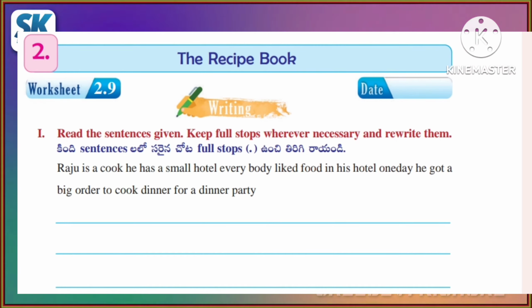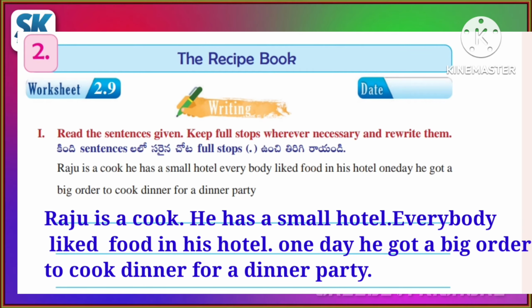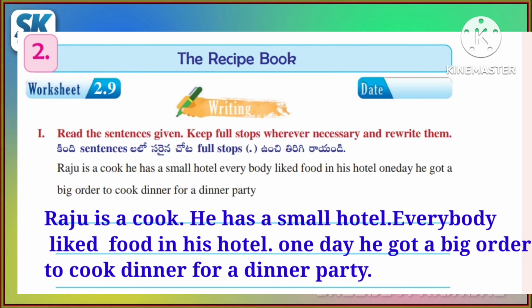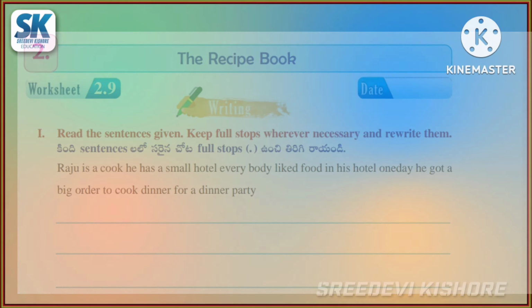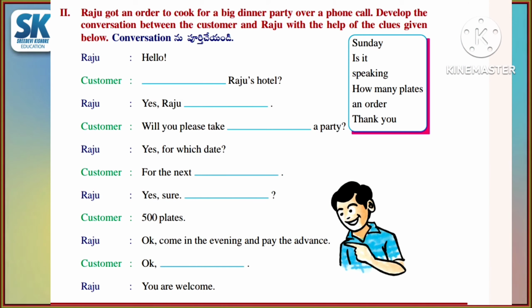Read the sentences given, keep full stops wherever necessary and rewrite them. Raju is a cook. He has a small hotel. Everybody liked food in his hotel. One day he got a big order to cook dinner for a dinner party. Raju got an order to cook for a big dinner party over a phone call.